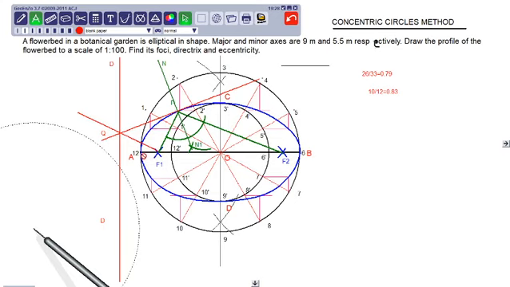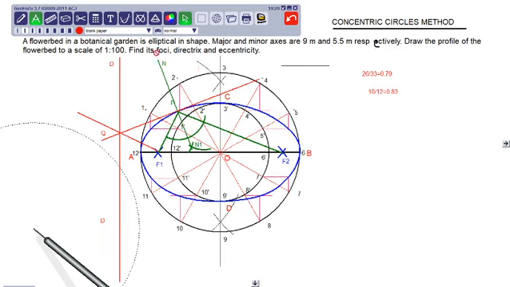Then what I did, I have connected point number 1, then wherever they are intersecting 2, then C, then all these points I have connected. So this has given me the desired ellipse, which is having originally 9 meter as the major axis and 5.5 meter as the minor axis. With this scale here it is 90 mm and 50, 55.